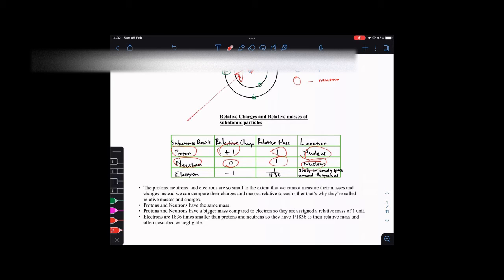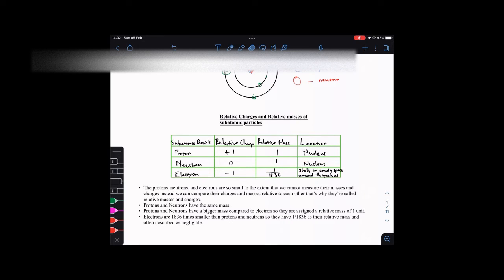So in the nucleus we have protons plus neutrons. Then on the outer space of the atom, surrounding the nucleus, that's where we have the electrons. If you look at my diagram, you can visualize clearly. Then finally the electron, the relative charge is -1, and the relative mass is 1/1836, and its location is shells in empty space around the nucleus.